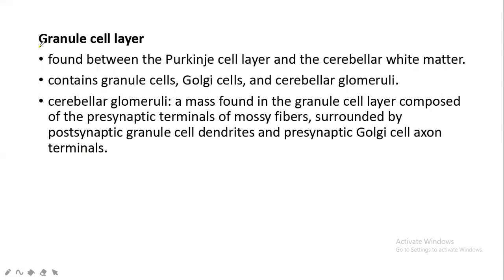Then we go on to the deepest of them all, the granule cell layer. It's found between the Purkinje cell layer and the cerebellar white matter. It contains the granule cells, the Golgi cells, and the cerebellar glomeruli. We'll talk about that. The cerebellar glomerulus is basically a mass found within the granule cell layer, composed of the presynaptic terminals of the mossy fibers that we call a rosette. If I have this one here, this is a rosette, right? That's a terminal knob of these fibers that we call the mossy fibers. A mossy fiber is a type of afferent fiber coming into the cerebellum. I will talk about these fibers later on.